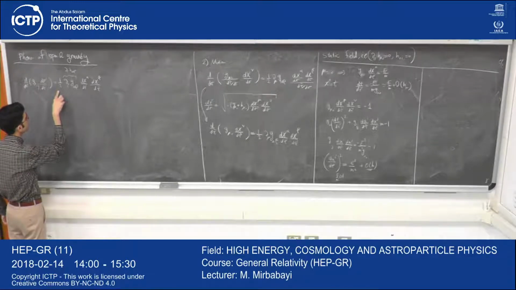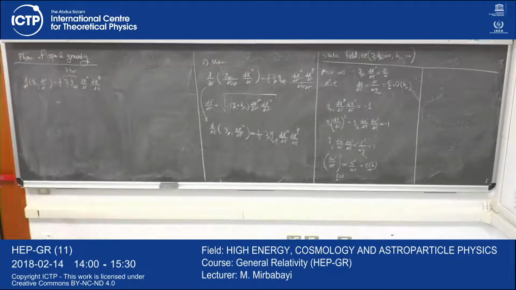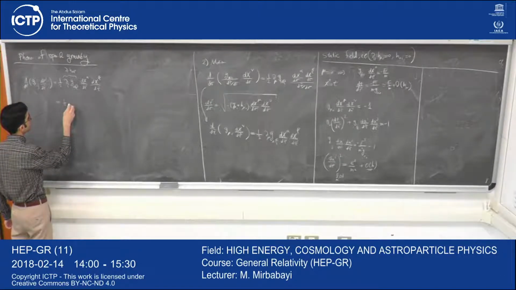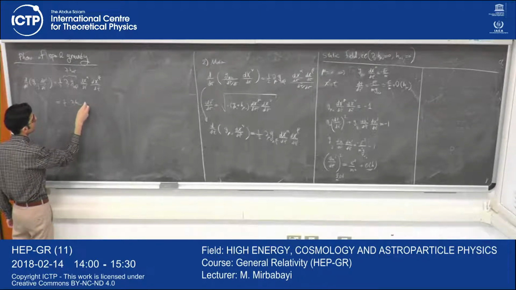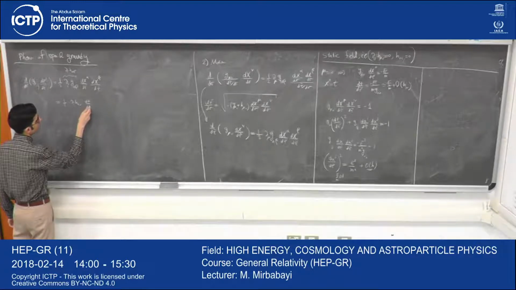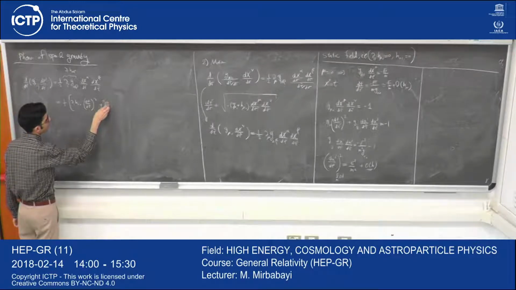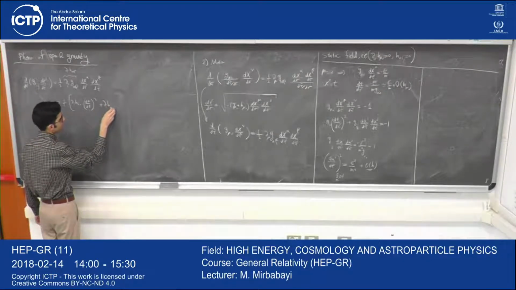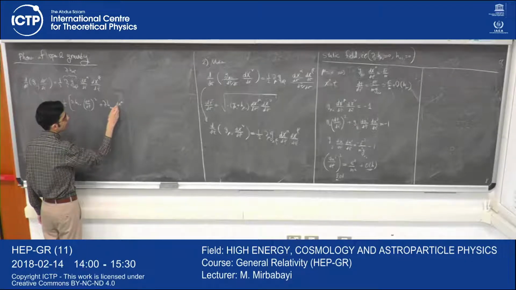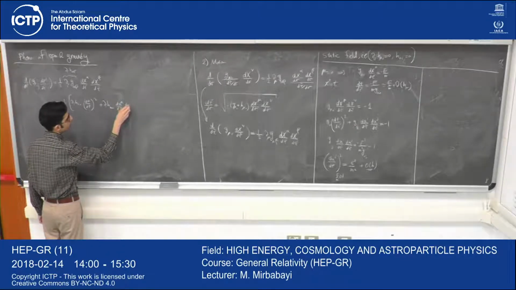So what does it give me? It gives me one half d_i of h00 times dt d tau tilde squared, and then I have d_i of h mn dx^m d tau tilde dx^n d tau tilde.